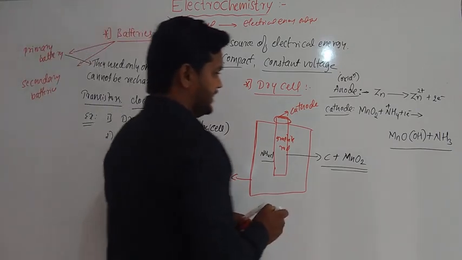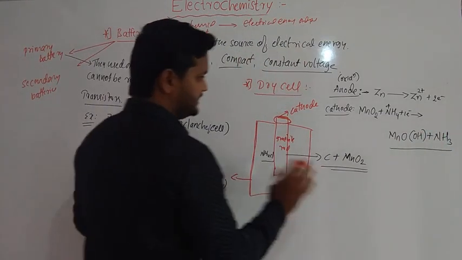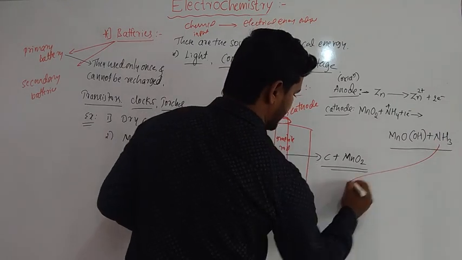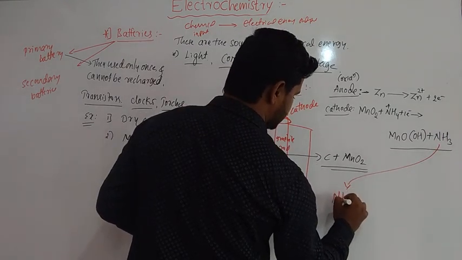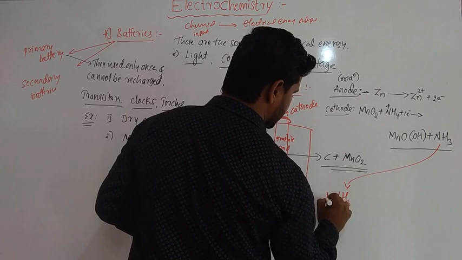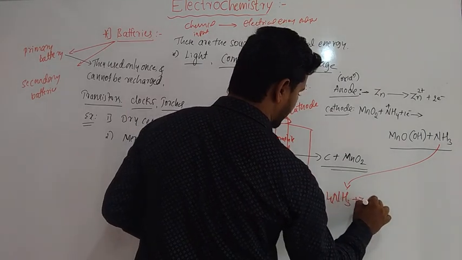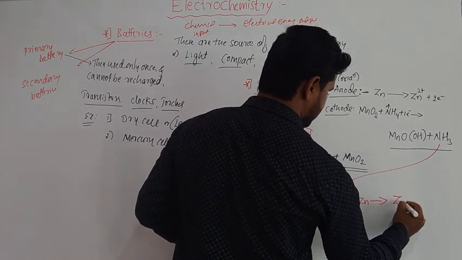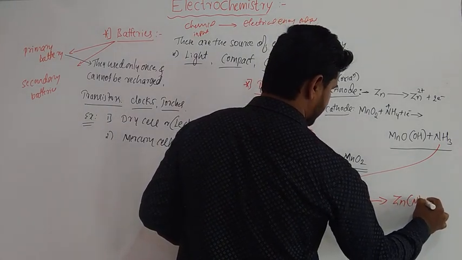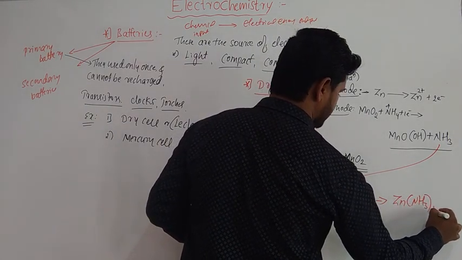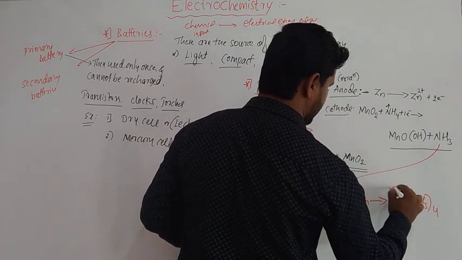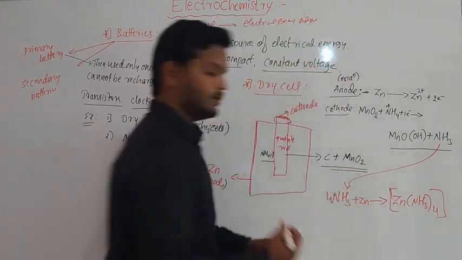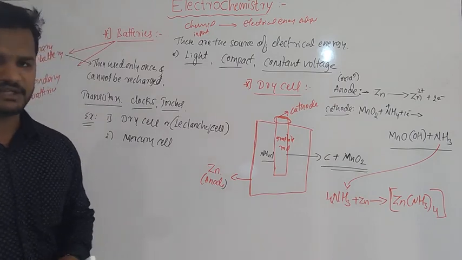And students, here the ammonia is produced in this reaction. The ammonia produced in this reaction is reactive with zinc and they form a zinc ammonical complex, that is Zn(NH3)4. So this is the complex formed during the reaction.